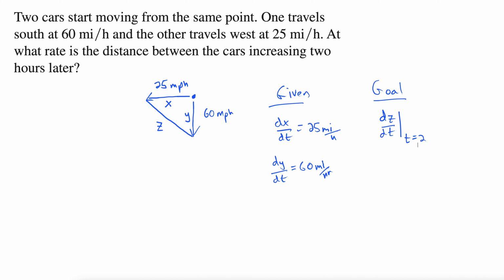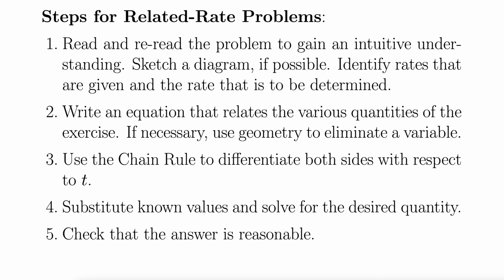Let's check in with our steps to see where we stand. Okay, step one is done. We understand the problem, we have our diagram, we have our givens and our goal. Step two, we need to write an equation that relates the various quantities. Here, I think we're going to veer a little bit. It says, if necessary, use geometry to eliminate a variable. We can do this without eliminating a variable. You don't always have to eliminate a variable in step two. You can just jump to step three sometimes and be just fine.